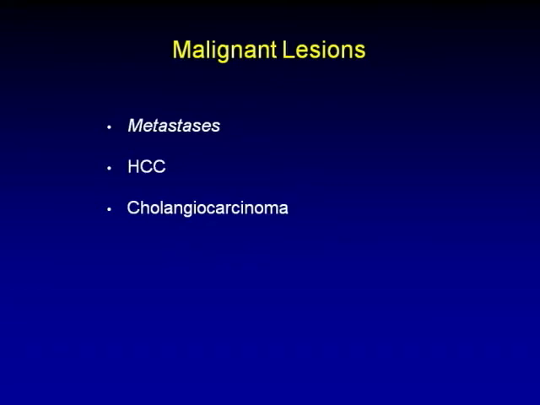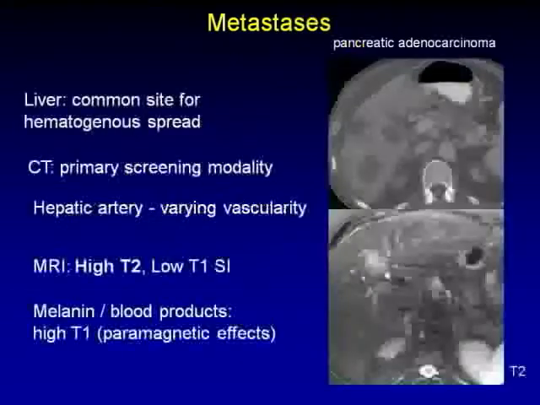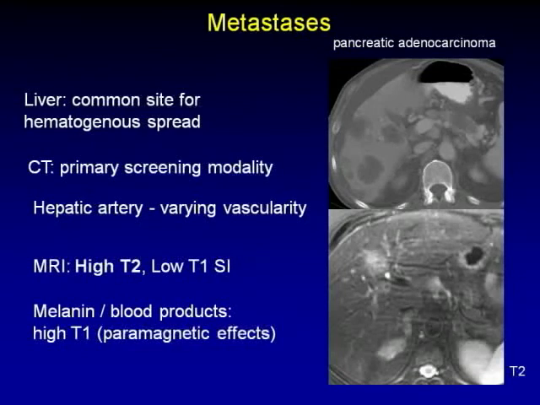Okay, malignant lesions, metastases. Metastases are obviously very common. The hematogenous spread of a tumor, the liver is a very common site for this. Now, when we look at metastases, CT is the primary screening modality. MRI really is used as a second-line modality to further characterize lesions. When we talk about metastases, we talk about hypervascular and hypovascular Mets, right? The majority of Mets are hypovascular. Now, what does that actually mean?